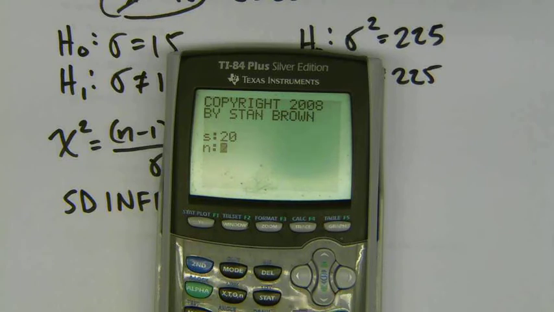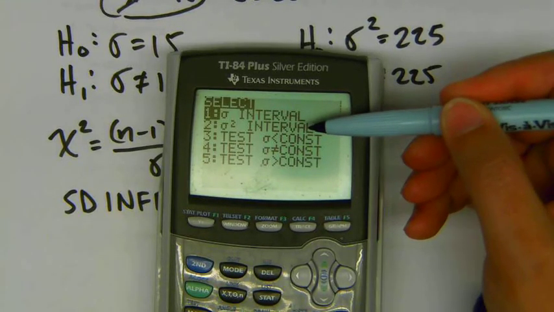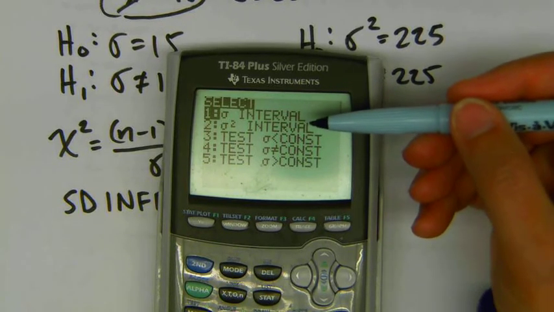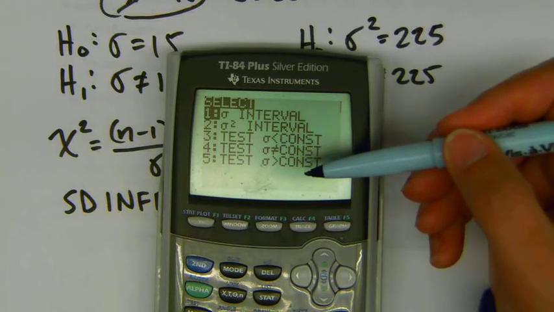N was 28. We're not going to do these top two. Those are confidence interval for a variance or standard deviation. That's something we dealt with in 243, or some people did, depending on your class. So we're only going to do option 3, 4, and 5, which is the left-tailed, two-tailed, or right-tailed test.